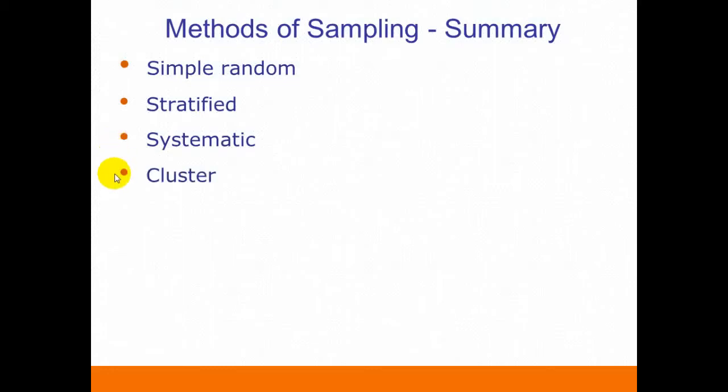Here's a summary of our sampling methods. We have simple random, stratified, systematic, cluster, and convenience.